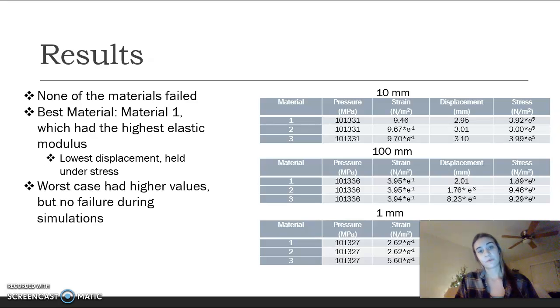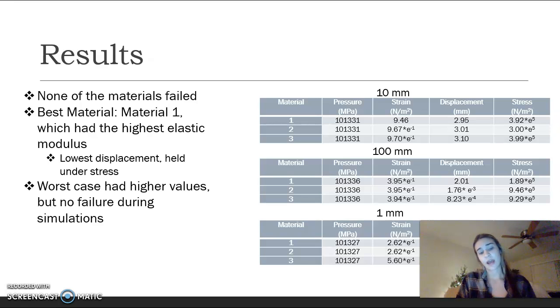The best material I found was material 1 because it had the least deformation, or the lowest displacement, and it held under stress. The reason that lowest displacement is good is that we want to have a blood vessel that can move with the blood and open up and close without permanently deforming. And that's why an elastic modulus is such an important parameter for this kind of study.